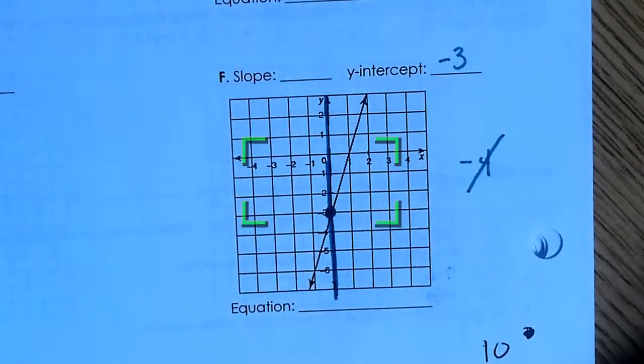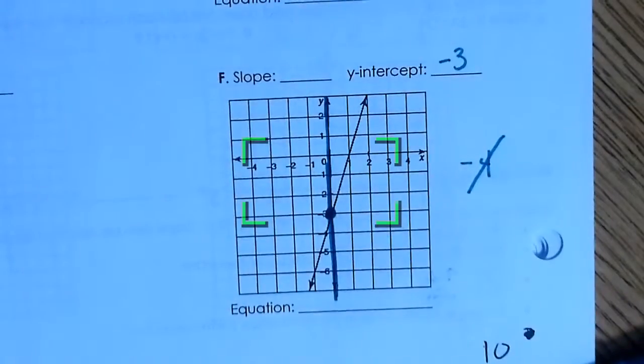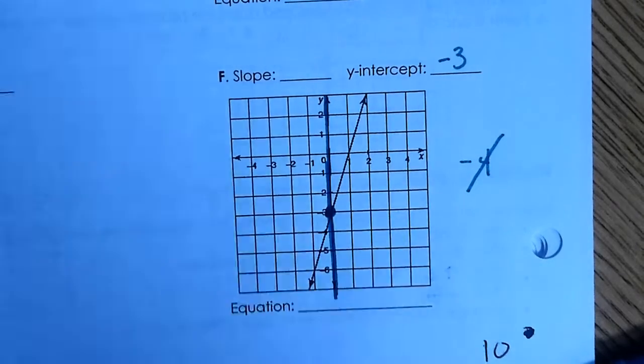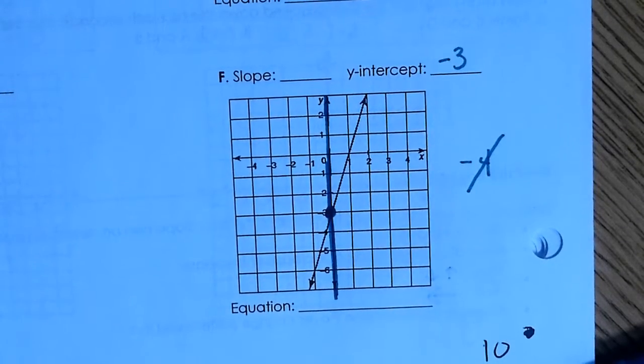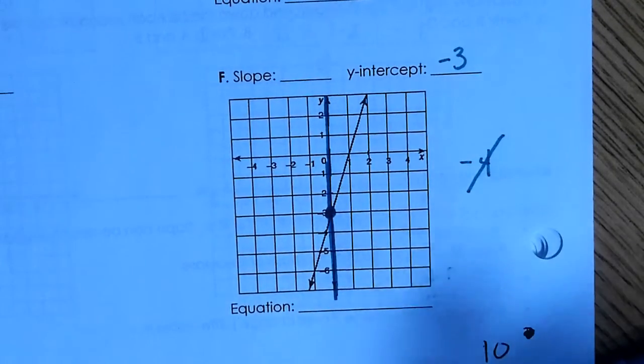What's tough is when the slope gets steeper like this. Slope can look like this or it can look like this. But the steeper it gets, the harder it is to see that y-intercept. So you've got to look closely at where it's touching the y-axis. All right. Any questions on that?